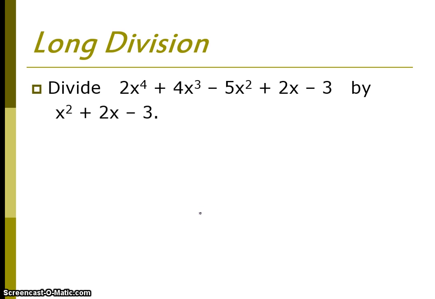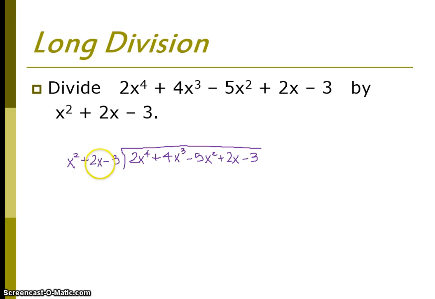You're setting it up just like a normal long division type problem. Do watch your exponents. Make sure that they are decreasing, you're not skipping anything. So I'm going to set it up, I always think of it like in my little house. So I have 2x to the fourth plus 4x cubed minus 5x squared plus 2x minus 3. That's all going inside. I'm dividing it by x squared plus 2x minus 3. Again, make sure you don't skip any exponents. It goes 2, 1, and then no exponents. So that goes outside.